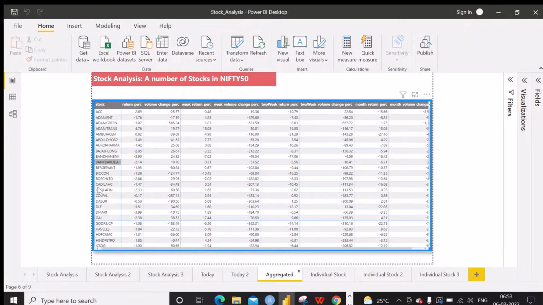Every stock is listed here with its return on yesterday, return on 1 week, return on 2 weeks, return on month, along with the volume change percentage yesterday and for 1 week, 2 weeks, 3 weeks, and the month. Likewise, we can get a clear idea about how the share is performing in a simple way, and it gives high insights within a single view. So that is the advantage of this page.